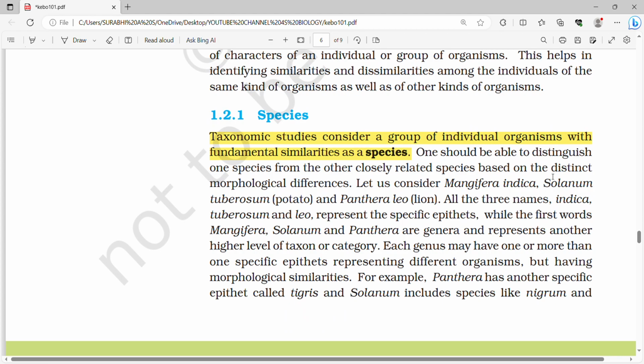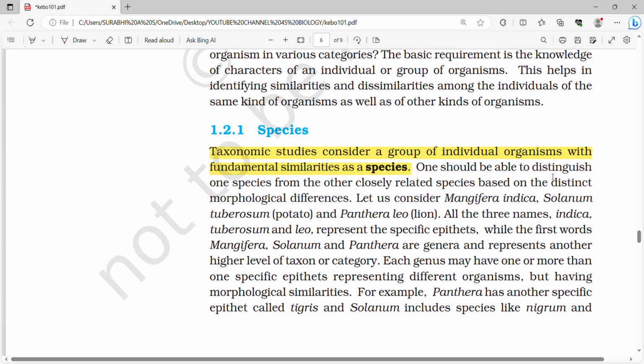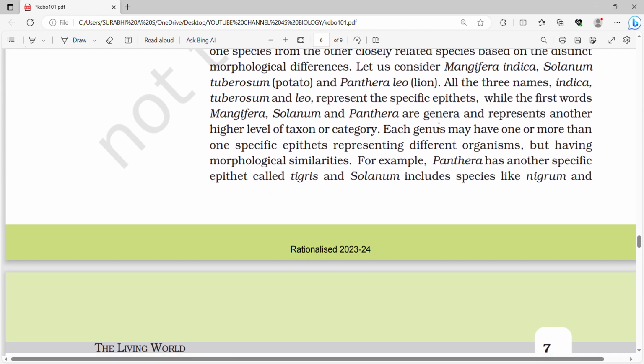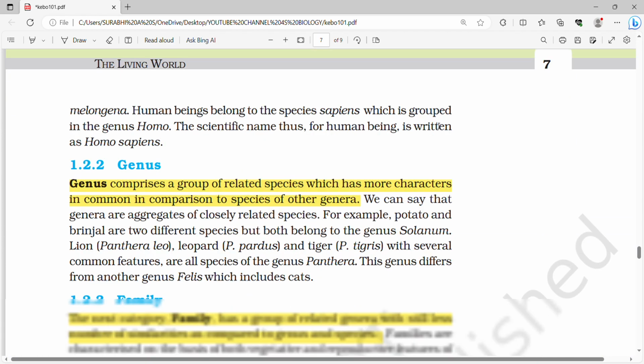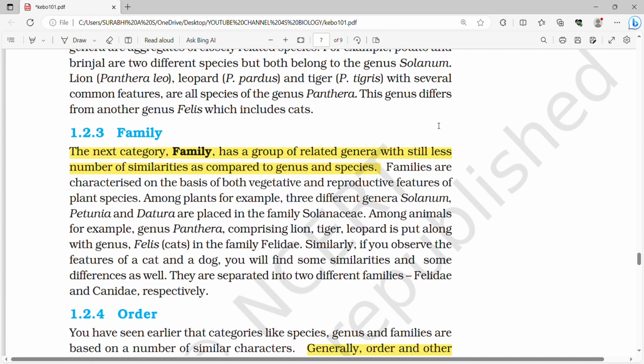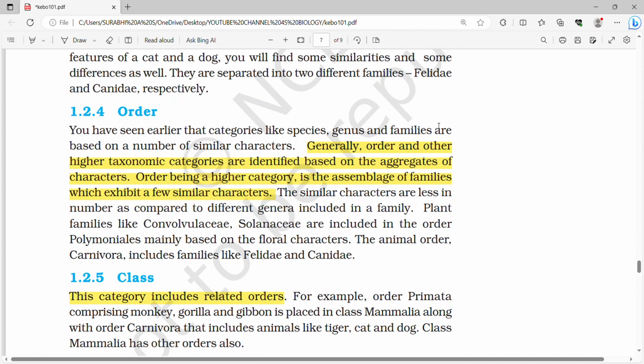Now we'll go through each category, but in this you mostly don't need to remember the examples. They won't ask you for examples, you should just know what is species. So taxonomic studies consider a group of individual organisms with fundamental similarities as species. Species is the lowest one. Then genus is a group of related species. Family is a group of related genera. Order is a group of related families. So it goes on like this.